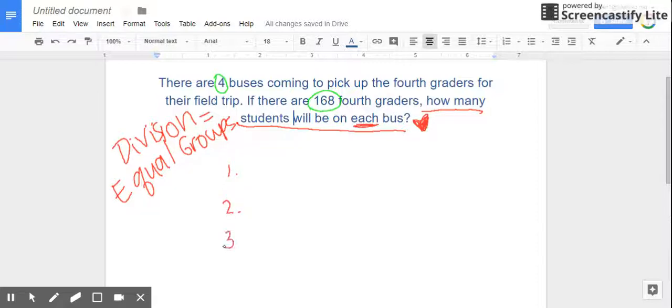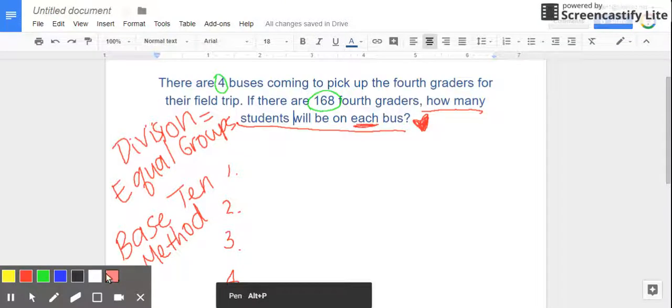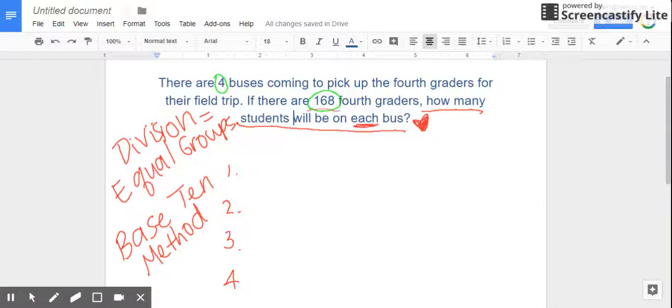Okay, the first thing that we're going to do is we're going to have 1 bus, 2 bus, 3 bus, and 4 bus. Today I'm going to be showing you in each group, we're going to use the base 10 method of division. I would draw the buses for each group, but I'm not quite that artistic. Okay, first what we're going to do before we even look at each group, we're going to draw out 168 as we would in base 10 blocks.